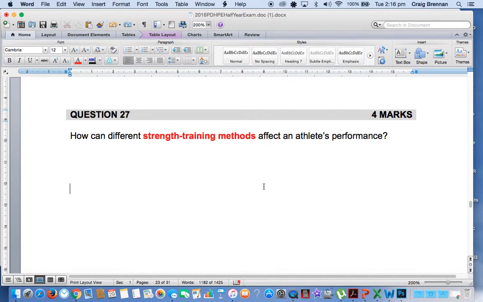So boys, look at question 27 now. This one's worth 4 marks, and it says, how can different strength training methods affect an athlete's performance? This is worth 4 marks, as I mentioned. We're talking here about strength training methods, and I've put them in red and bolded them. So we need to make sure we're talking about strength training methods and how they can affect an athlete's performance.